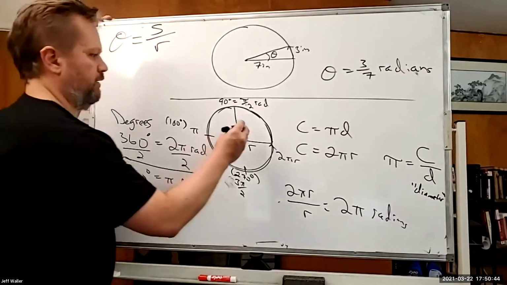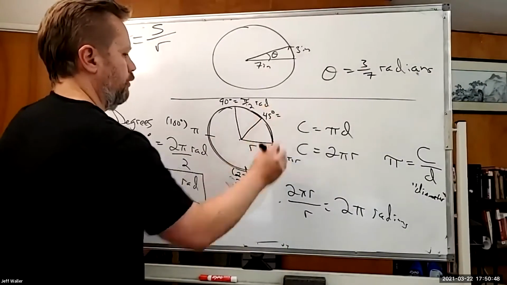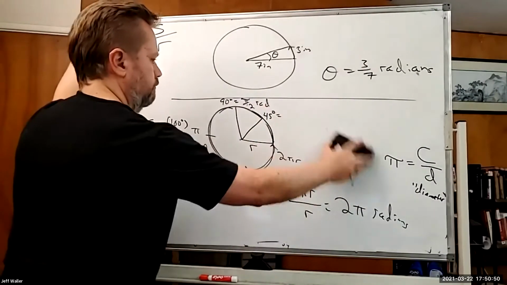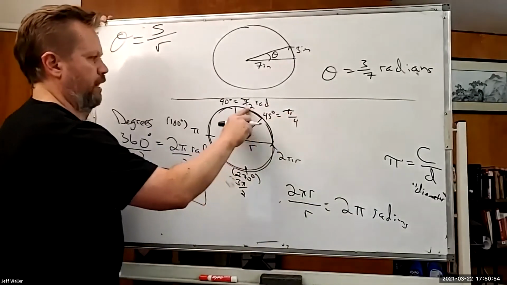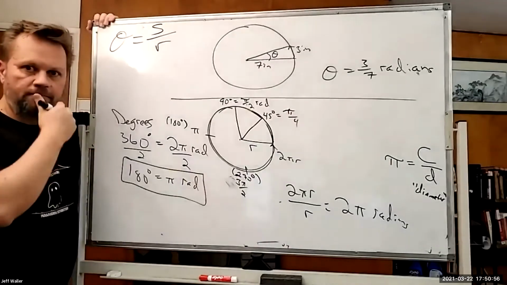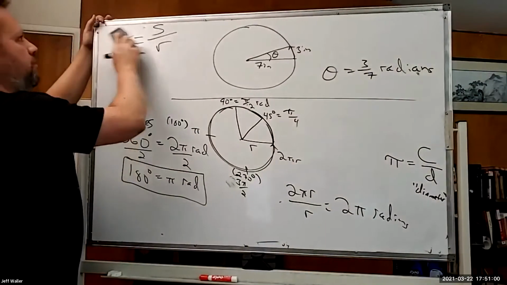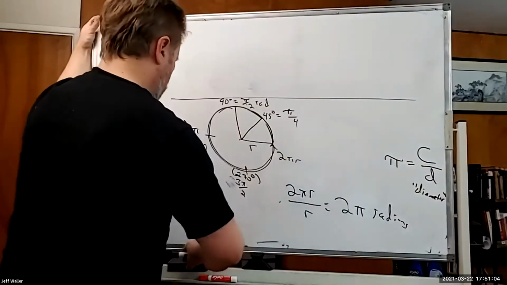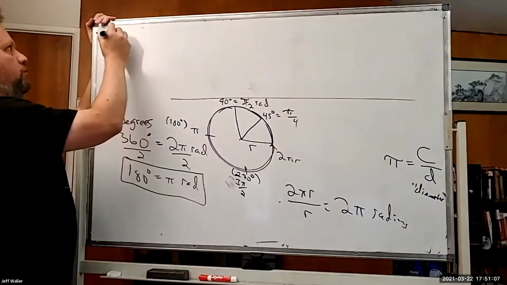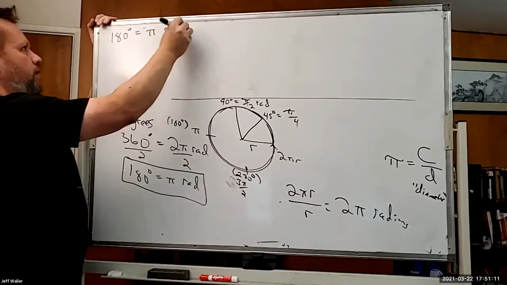So can somebody tell me what 45 degrees would be? Pi over 4. You just got to cut pi over 2 in half again. I like it. Now, let me show you something kind of nifty that people sometimes miss. So I know this is true: 180 degrees is pi radians.